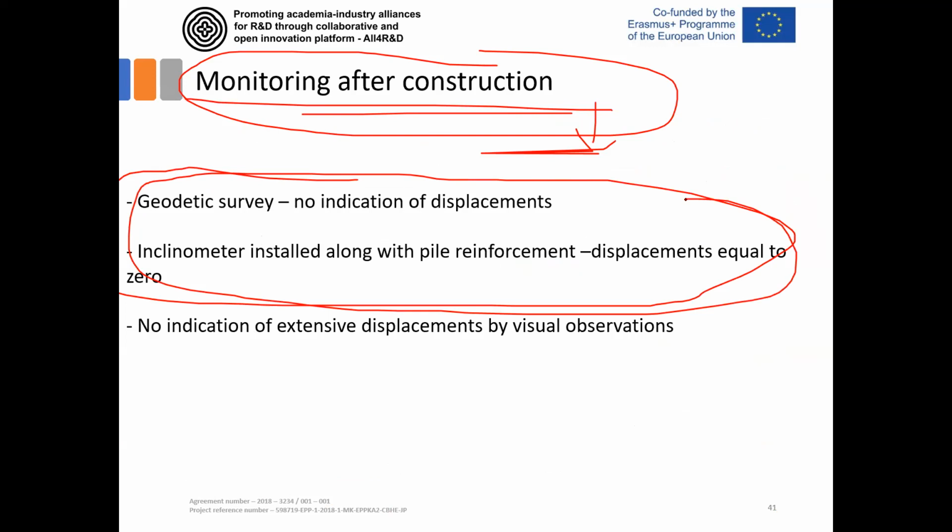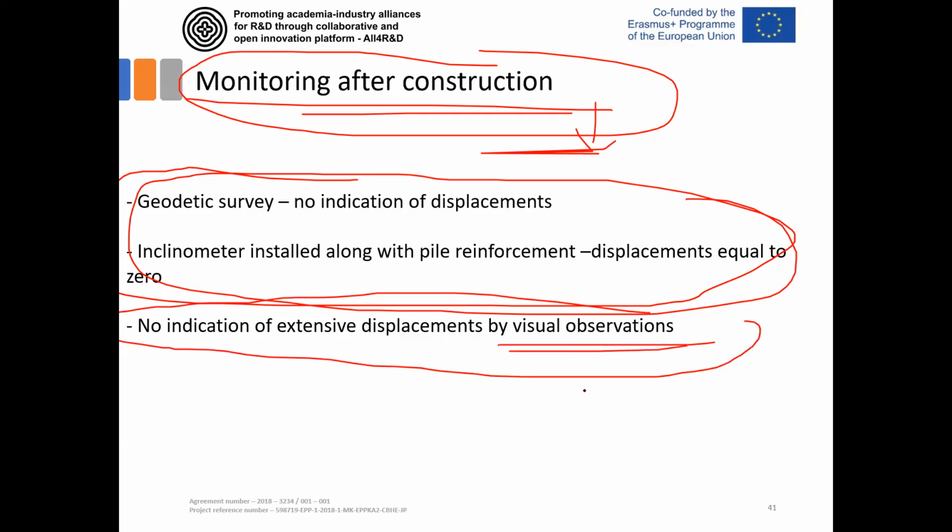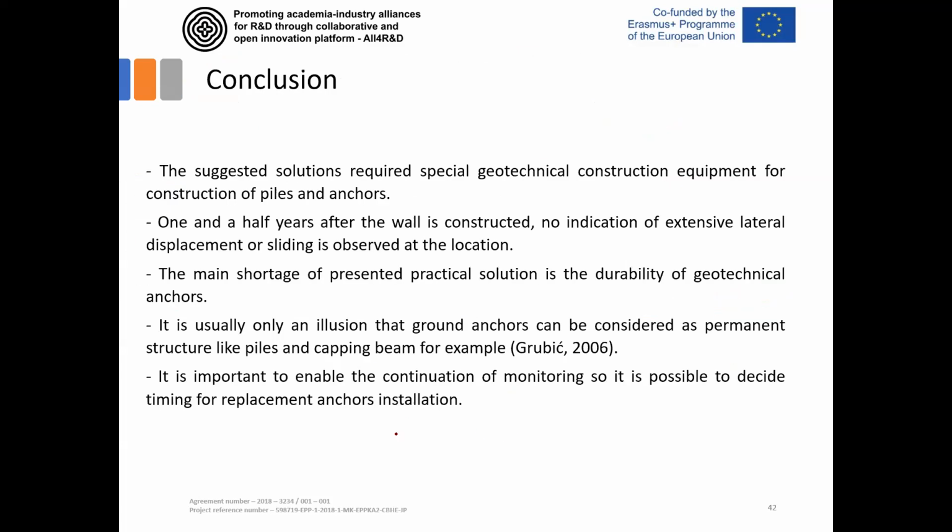That means that this solution could be considered appropriate for this problem, and there are no additional problems with this part of the highway route. Of course, even if you go for some visual observation, you will see there are no cracks at the facing in this wall.